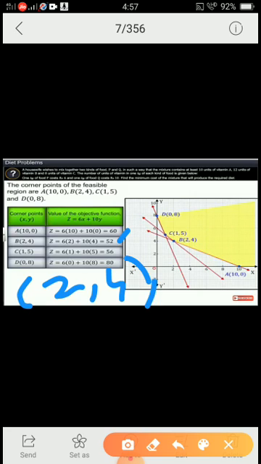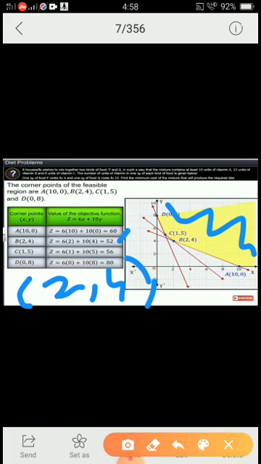Clear? But should I stop here? No. Why? Since the region is unbounded. If the region is bounded, I can stop here and write the minimum is 52 at the point (2, 4). That means 2 kg of food P and 4 kg of food Q should be produced. But since the region is unbounded, I cannot stop here. So what should be done after finding the minimum value?